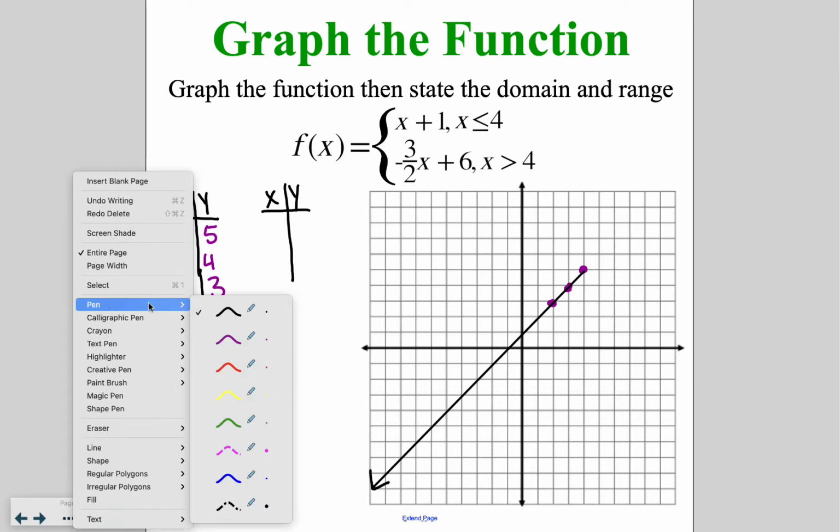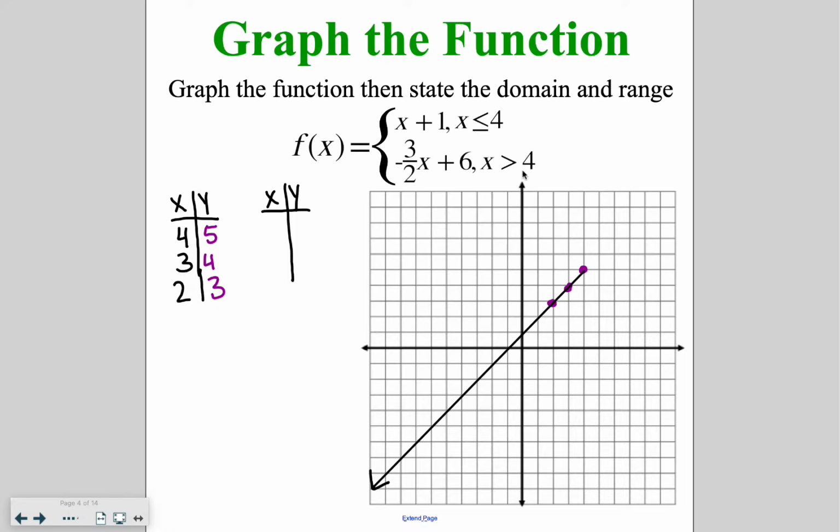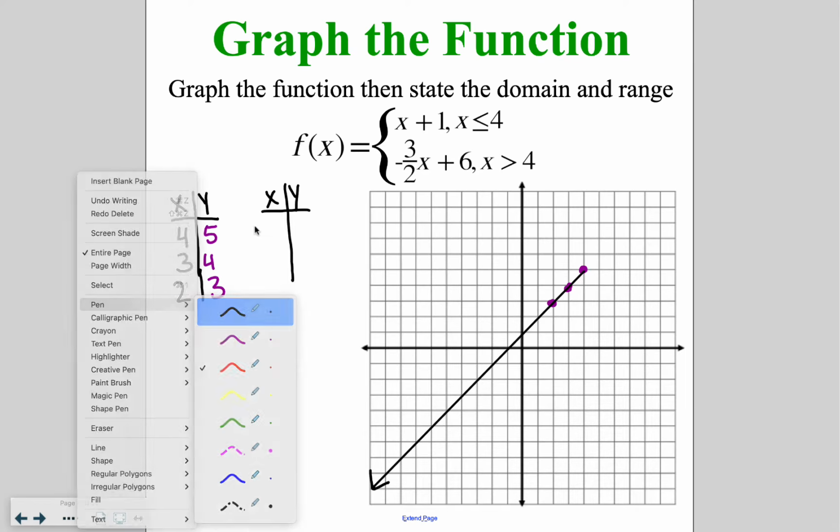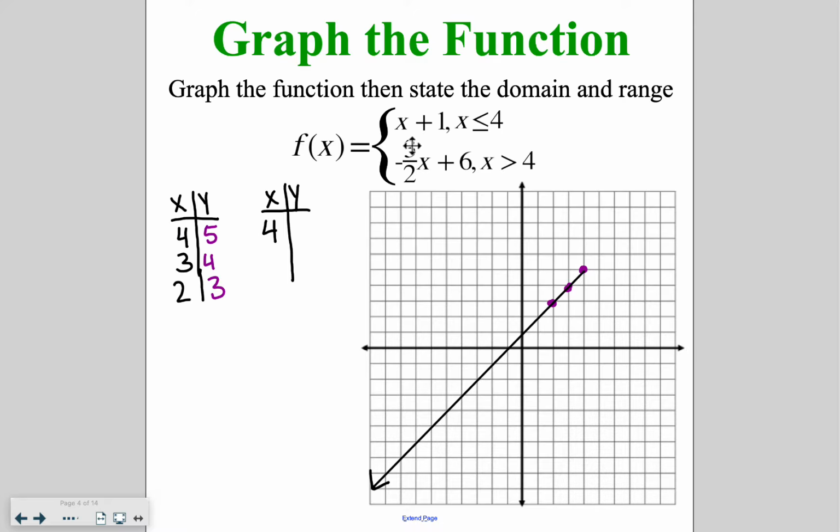And once again, I'm going to start with 4. So my first value into this table is going to be 4. Now, because I've got a fraction in this piece, I want numbers that can be divided by my denominator. So I've got 4, and then I'm going to go to 6, and then I'm going to go to 8, because those can all be divided by 2.